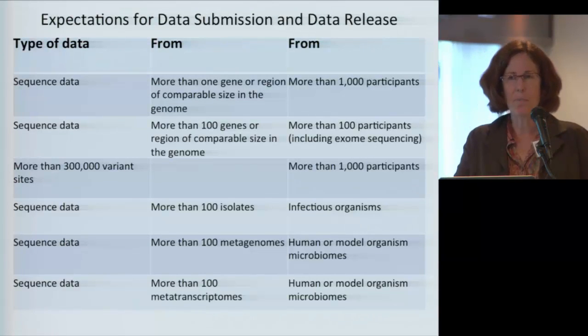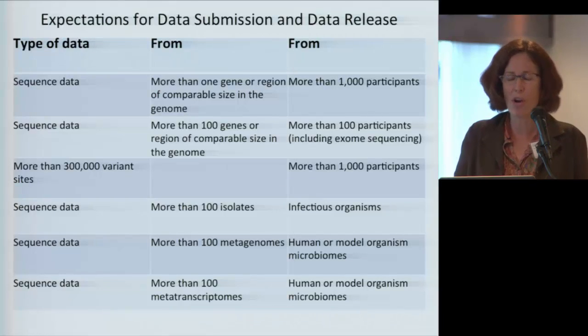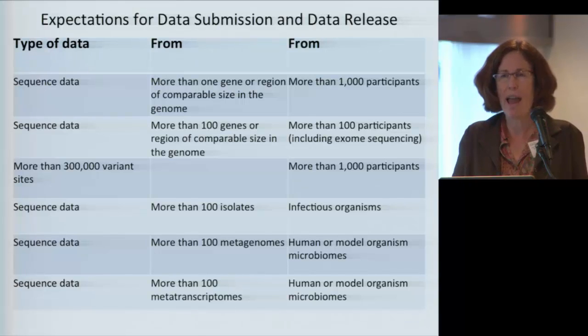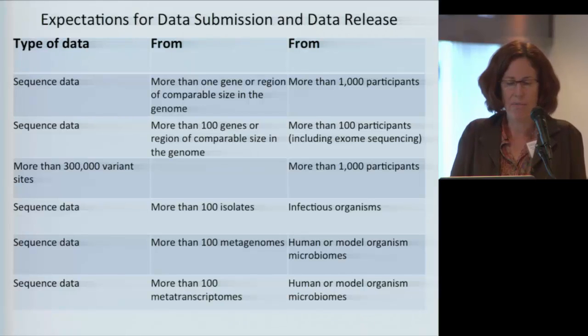And so the policy also speaks to data scale. It's really intended for larger scale data. So there are rule of thumb metrics that have been developed to define what's considered larger scale and what's considered smaller scale in terms of this policy. With sequence data, if you have relatively few genes, you need more participants. Or if you have more genes, then you hit the trigger at fewer participants. The number of variant sites makes a difference, as does the number of samples or isolates, for example, with infectious organisms, and so on.